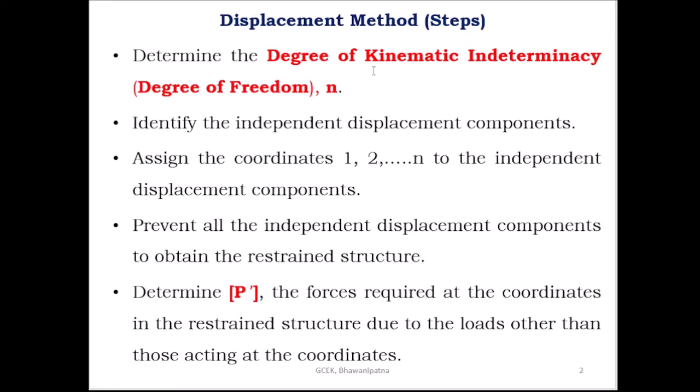First, determine the degree of kinematic indeterminacy, that is degree of freedom. Then identify the independent displacement components. Then assign the coordinate directions to the independent displacement components. Then prevent all the independent displacement components to obtain the restrained structure. Then determine the forces required at the coordinates in the restrained structure due to the loads other than those acting at the coordinates.